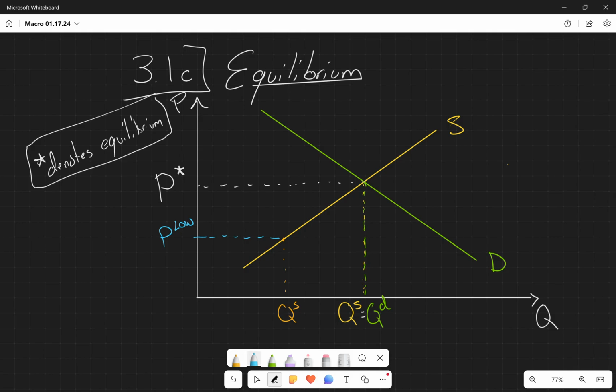But what's going to happen to demand, right? At this low price, everybody wants to consume your product. So at this low price, we have a quantity demanded that is all the way out here and a quantity supplied that is all the way down here. And so this difference that we have is called a shortage. So when the price is too low for something, it causes a shortage.